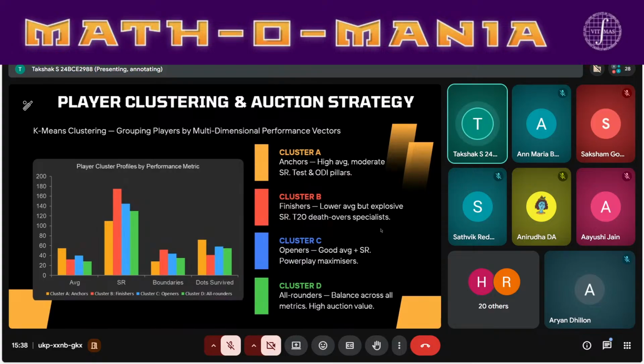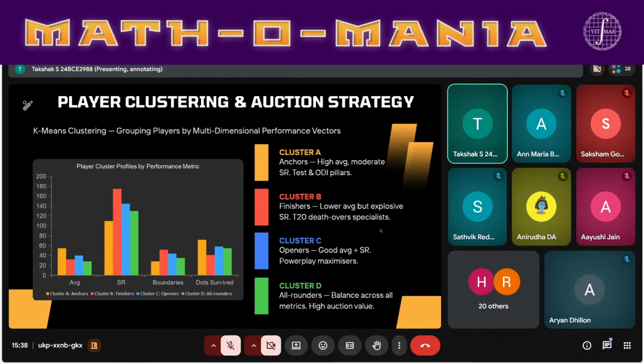And the reason all-rounders command premium auction prices is precisely because they fill two roles simultaneously. In a squad of 15 or 20, having players who can bat at 5 and also bowl 4 tight overs is enormously valuable from a tactical flexibility perspective.